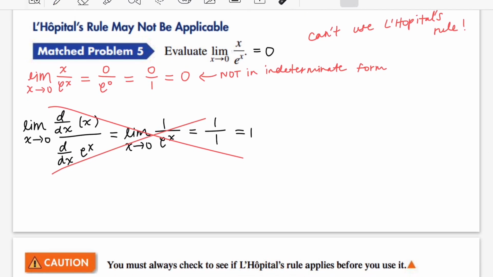Okay, so that brings us to this warning here. We always need to check to see if L'Hopital's rule applies before we can use it. As we saw in all of the last examples, the first thing that we're doing is making sure that we do have indeterminate form before using L'Hopital's rule.